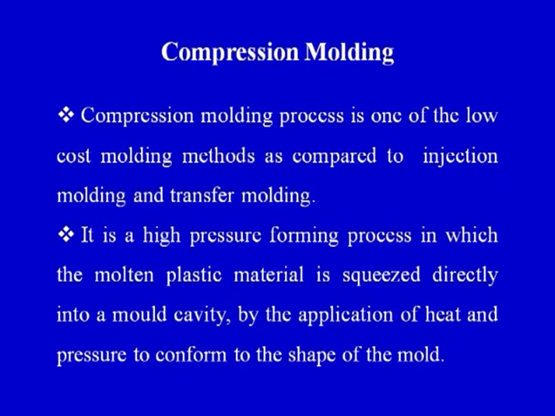It is a high pressure forming process in which the molten plastic material is squeezed directly into the mold cavity by the application of heat and pressure to conform to the shape of the mold. So we can have a polymer charge, a plastic charge inside the two plates of the mold, and heat and pressure can be applied so that the charge takes the shape of the mold cavity which would be generated between the two die halves. Now let us try to understand this with the help of a very simple diagram.